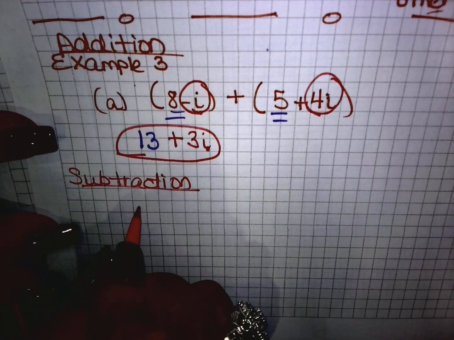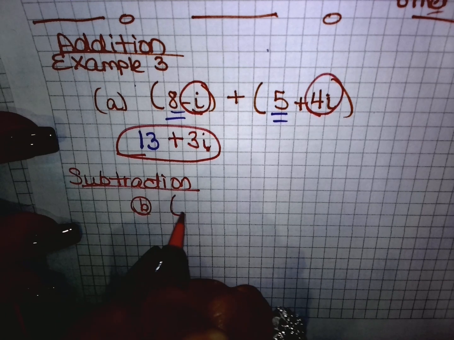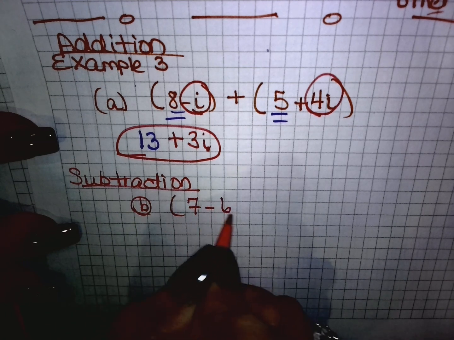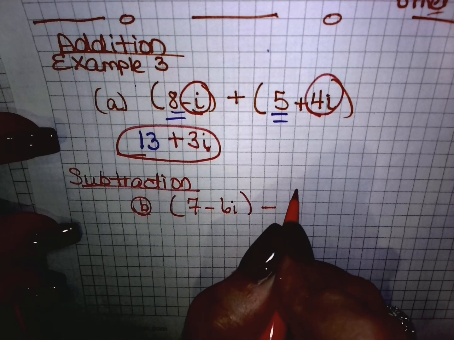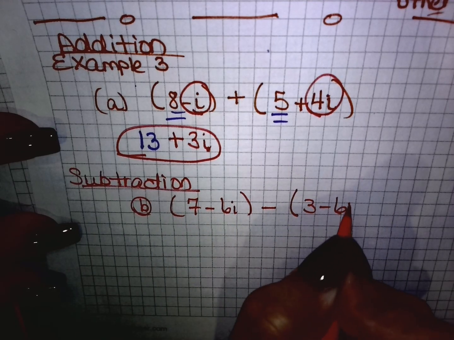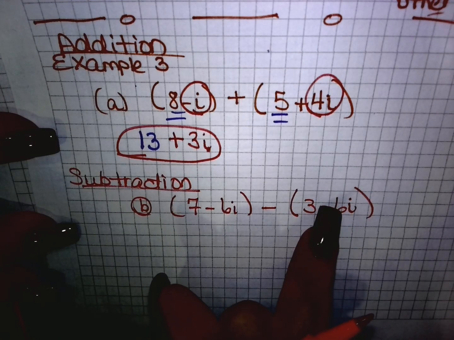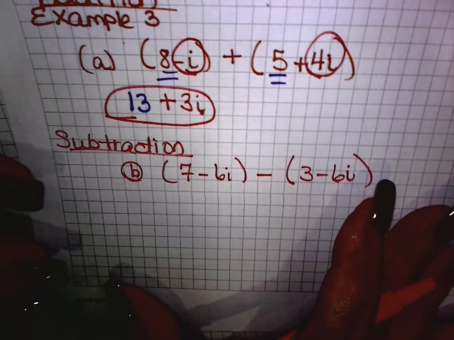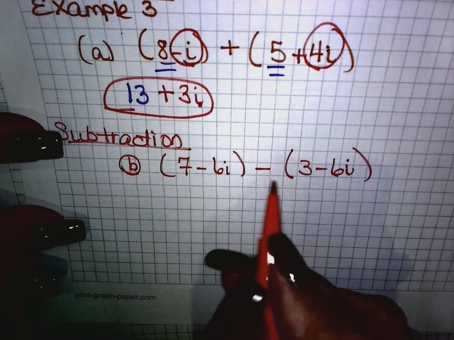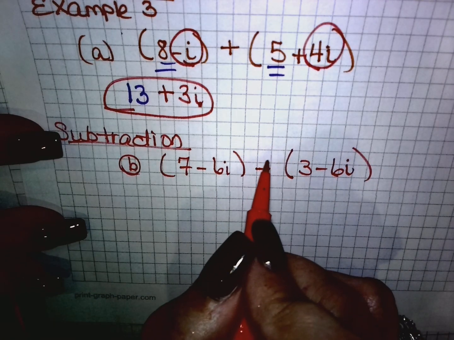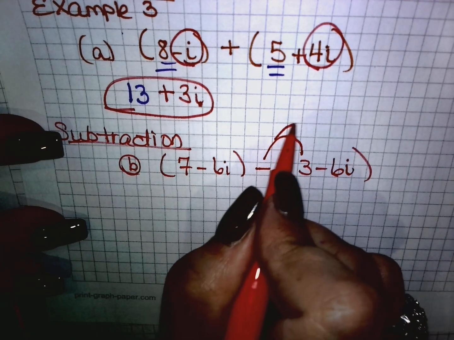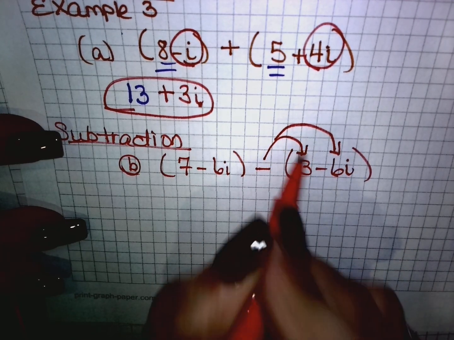Subtraction, we have 7 minus 6i, that is the entire number, minus 3 minus 6i. This is another number, okay? But we're going to treat it like a variable. So if you saw this, and instead of an i, this was an x, what you would do is you would distribute this -1, and that's exactly what you're going to do.